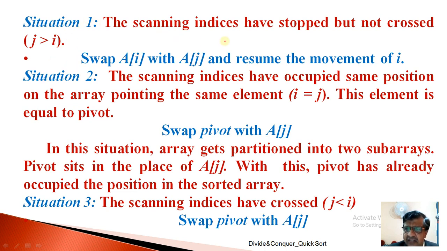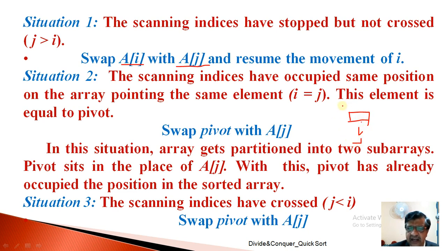Situation 1: the scanning indices have stopped, I has stopped in its position and J has also stopped in this position. They are midway in their journey, but they have not crossed. In this situation, swapping of A of I with A of J will take place. AI will be swapped with AJ and I and J will further start moving, and when I and J stand in a particular position where I value is equal to J value, both of them will stop at a particular position, let us say somewhere over here.